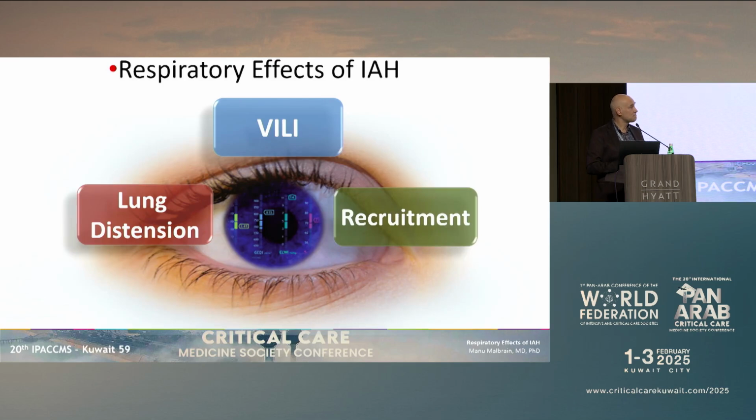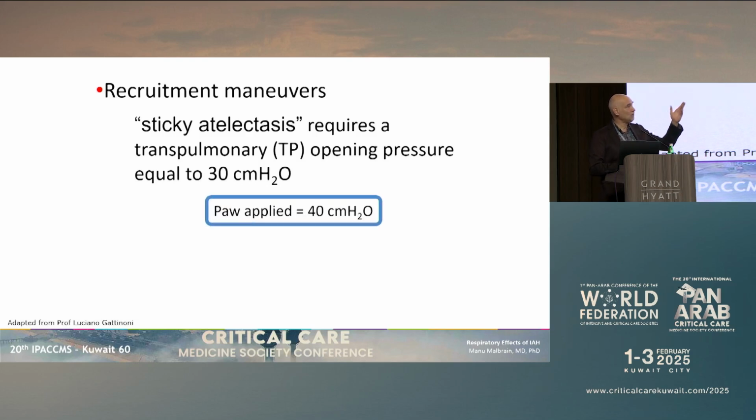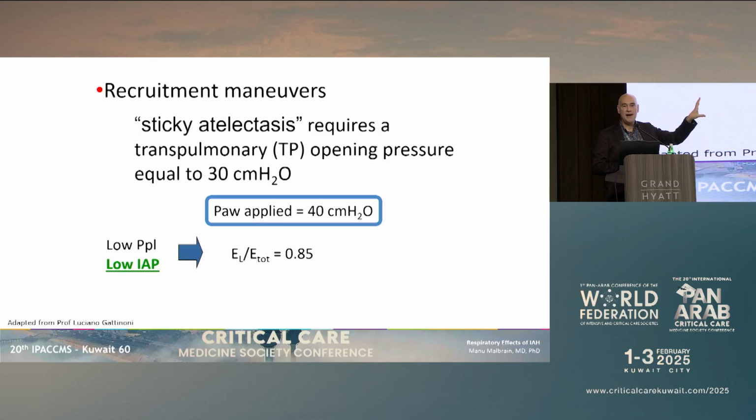So what's the impact on recruitment? Imagine you have a patient with a sticky atelectasis that requires a transpulmonary opening pressure of 30 centimeters of water. If we apply a pressure of 40, we would assume that we have opened the sticky atelectasis, taking into account a normal abdominal pressure and a normal relation between lung and chest wall elastance. So with a pressure of 40, the transpulmonary pressure would be around 34 and the lung will be opened.